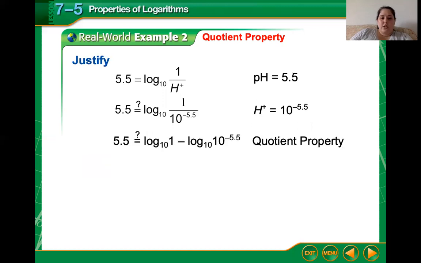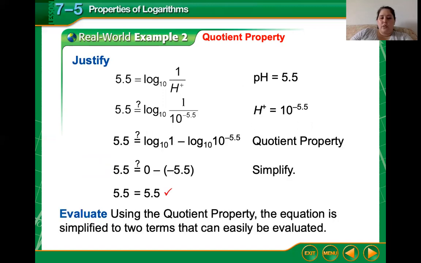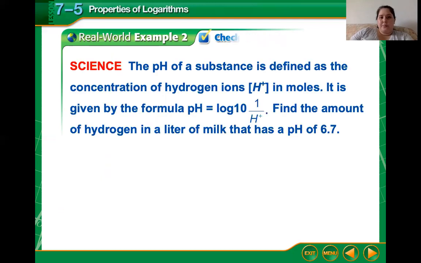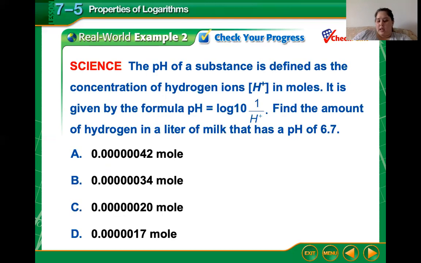You can go ahead and check your work, and you would find that yes, they do equal each other. All right, go ahead and try this one out. Pretty much again, the same thing. You get 10 to the negative 6.7, which is 0.0000020, which is C.